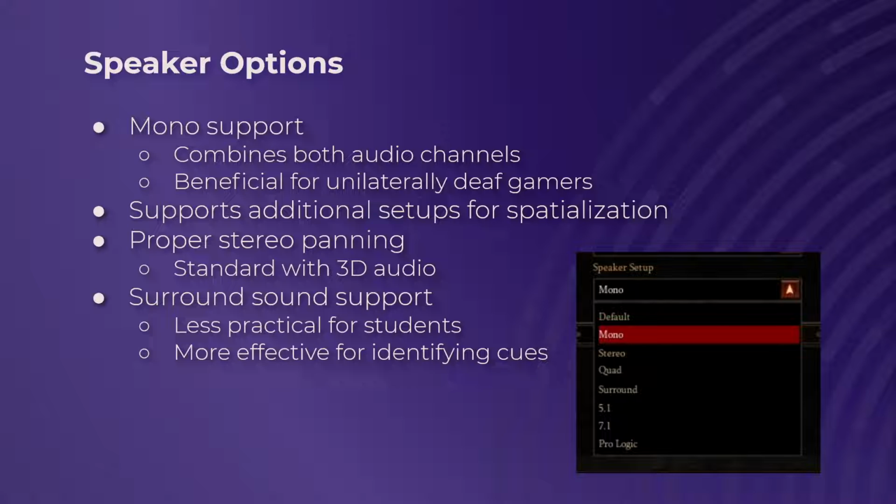But speaker options is a lot more than just stereo and mono. It should also support additional setups for spatialization. So proper stereo panning. This is pretty standard with 3D audio. If you use any 3D audio engine, like FMOD, you make a 3D event, put it in Unity, it'll already adapt where it is in the game world to the panning. So if it's to the left of you, you'll hear it to the left of you. If it's to the right, you'll hear it to the right. You don't need to do anything crazy there. Maybe just a bit of tweaking for attenuation zones and whatnot if you really want to. But proper stereo panning, it's already in most games.